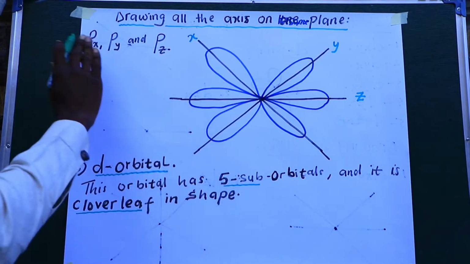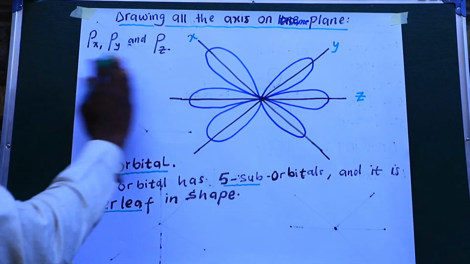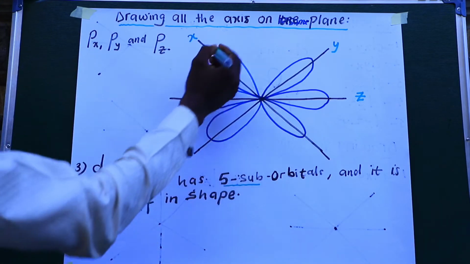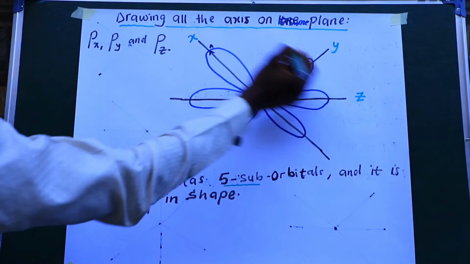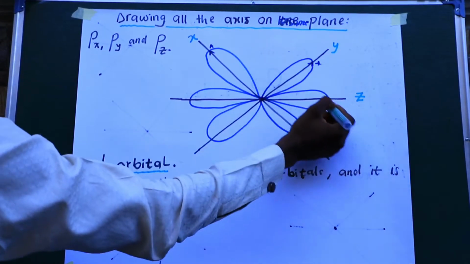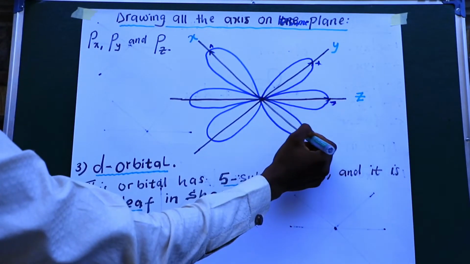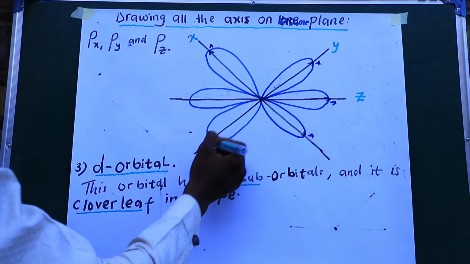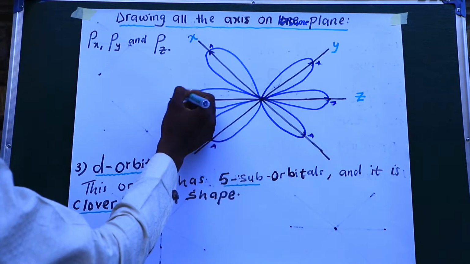And their maximum amplitude is always located at the maximum distance or maximum point of each axis. Amplitude here, amplitude here, and amplitude also here.